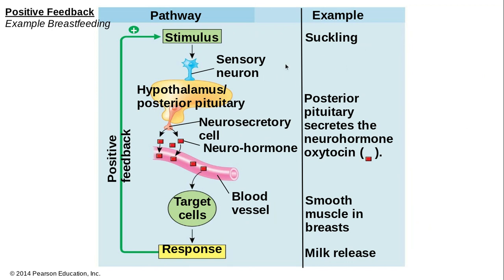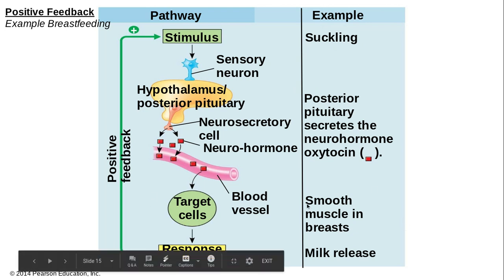That stimulates neurons that are on the nipple and eventually travel to the hypothalamus and posterior pituitary gland, which secrete the hormone oxytocin. That hormone travels through the blood vessels and hits the target cells, which are the smooth muscle cells back in the breast, and that stimulates milk release from the breast.